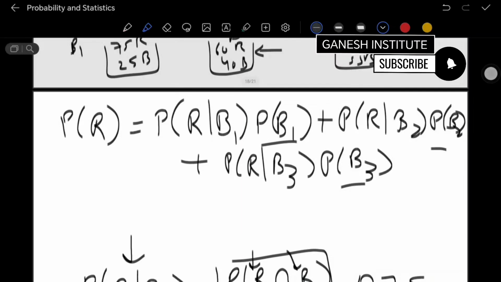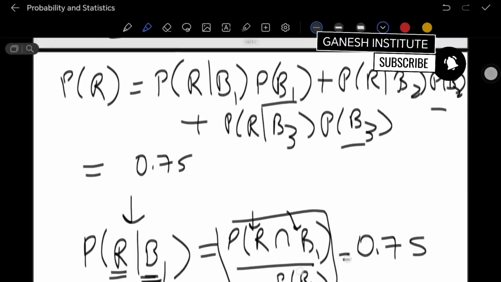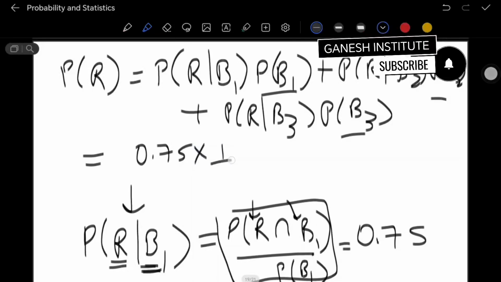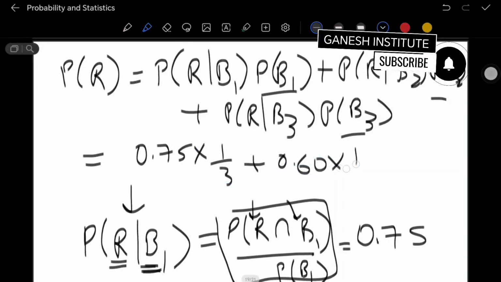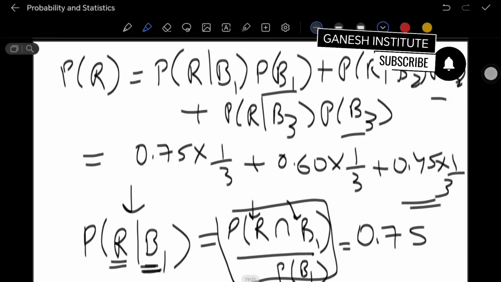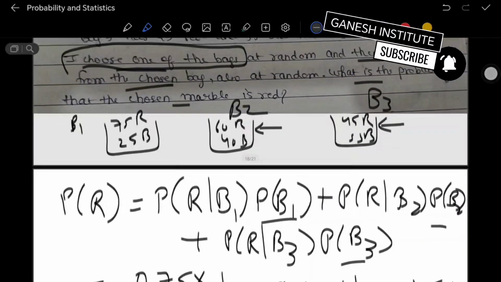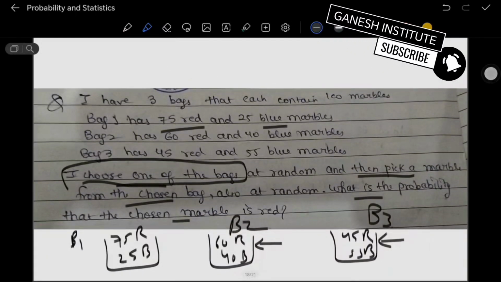Now substitute all these values and get the answer. So 0.75 into 1 by 3, 0.60 into 1 by 3, plus 0.45 into 1 by 3. Solve them and you get the answer. I'm hoping that you've got the concept of total probability, conditional probability, and independent events.